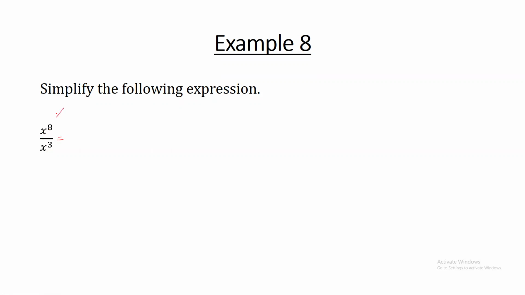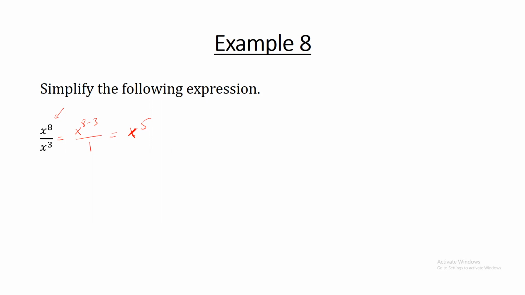Since the power is greater in the numerator than in the denominator, when I subtract, my answer will go in the numerator, so that's x to the 8 minus 3. If you wish, you can say over 1, which is x to the 5th. Again, of course, in our final answer, we don't want to write over 1. It's not simplified.